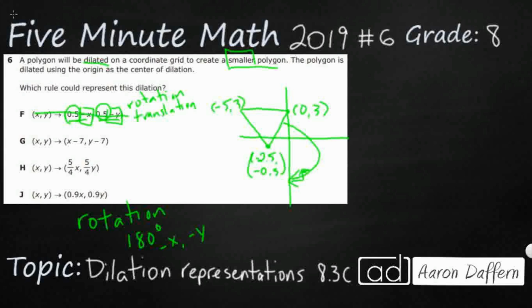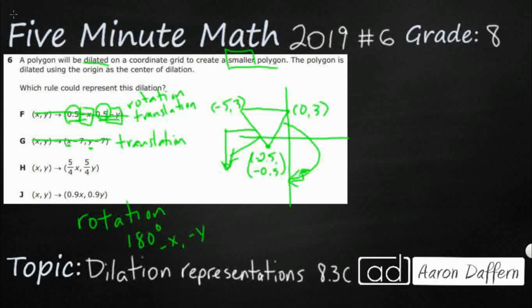So x minus 7, y minus 7. Notice our x and our y both stay positive. So this is just a pure translation. So we're just going to slide this thing. It's going to go down 7, and it's going to go left 7. So we'll go left 7, down 7. So it's going to end up being a slide just down there, but same orientation, same size. But we're not looking for that. We're looking for a smaller.